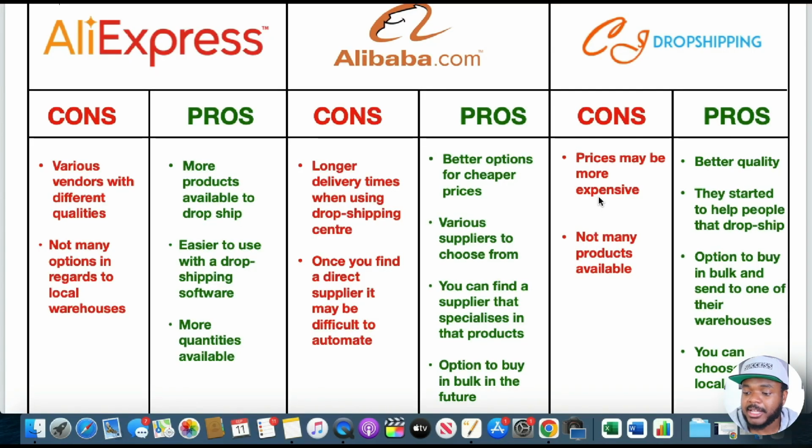And because they are buying the products in bulk directly from the suppliers, that's why there may not be that many products available as well.